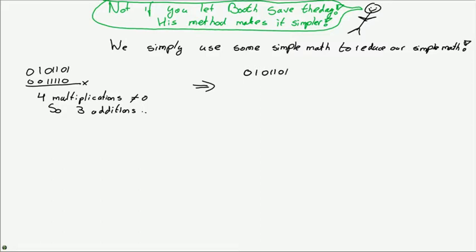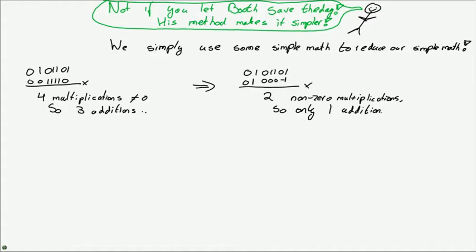What we also could do, however, is write it down as follows. We leave the top part the same, but the second number, we're going to replace with 0, 1, 0, 0, 0, minus 1. Now, of course, minus 1 doesn't really exist in the binary system, at least not with the minus sign, but by allowing it in our multiplication here, all we have to do is 2 non-zero multiplications and only 1 addition.